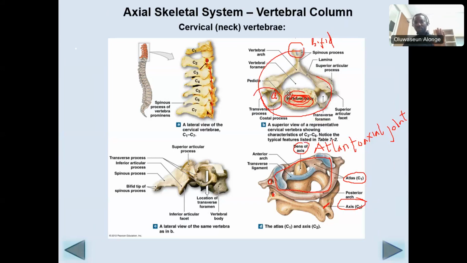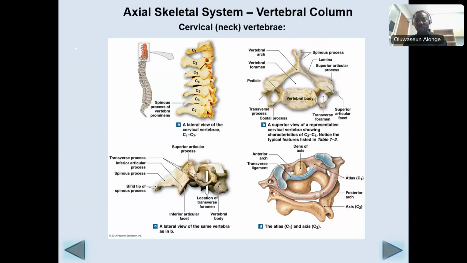Now, again, you need to know C1 and you need to know C2. C3 to C7 have the same features generally. So you don't need to know which one is C3, which one is C4, or which one is C5. You only need to know C1 and C2 as separate cervical bones.